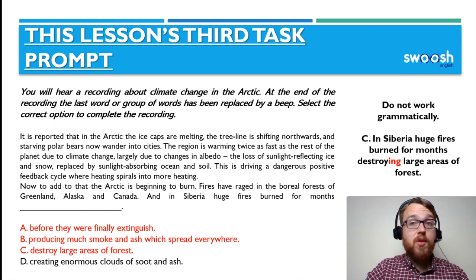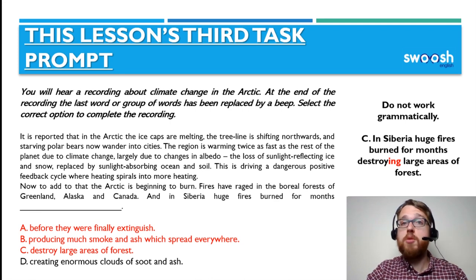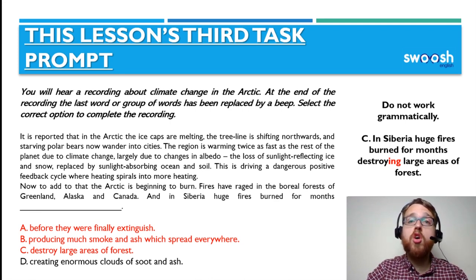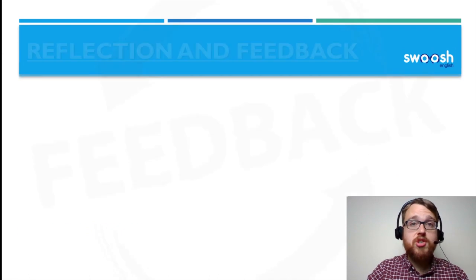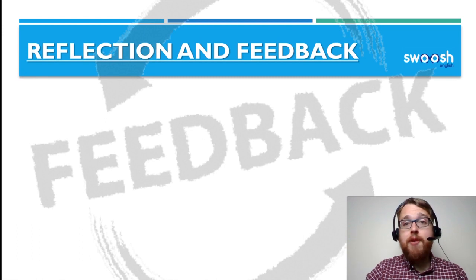Also, C does not work grammatically either. So in Siberia, huge fires burned for months, destroy large areas of forest. We cannot use the simple form of the verb here. We need to use the gerund form, destroying large areas of forest. Therefore, we remove that as a potential answer. So A, B, and C don't work grammatically. D does work grammatically, and that is the key indicator about why that is the correct answer, because it also works contextually.